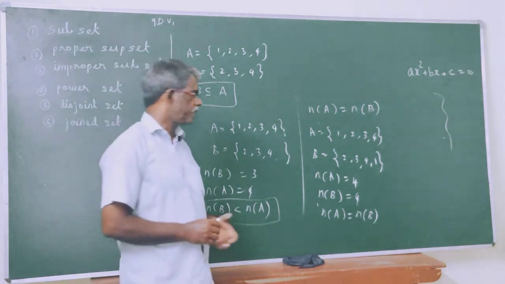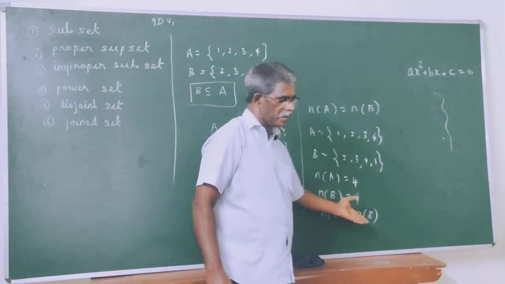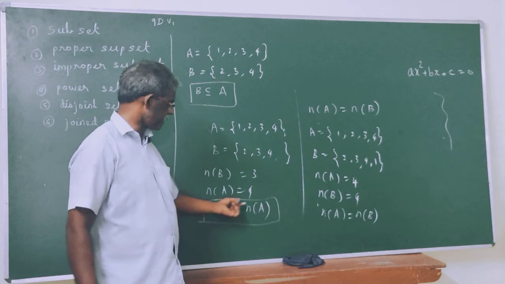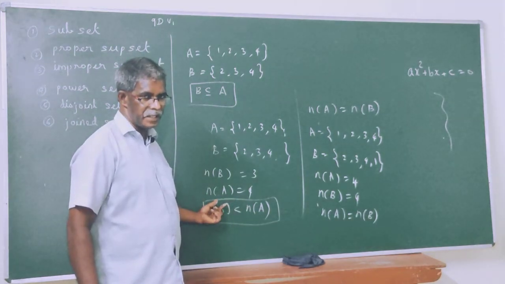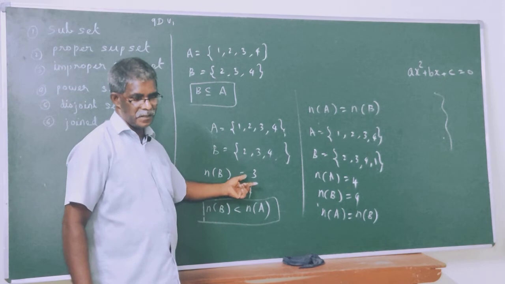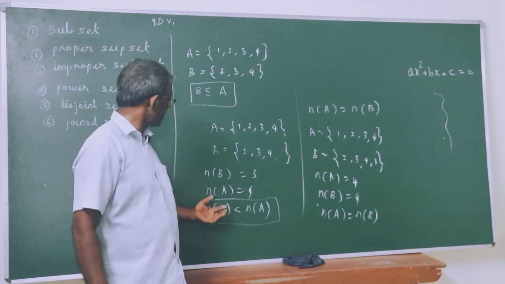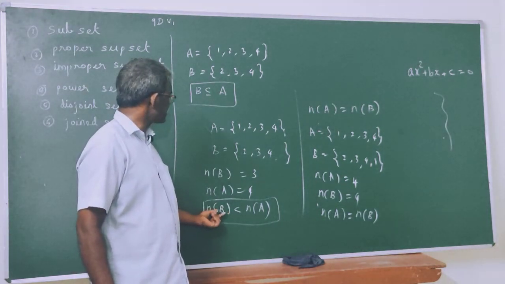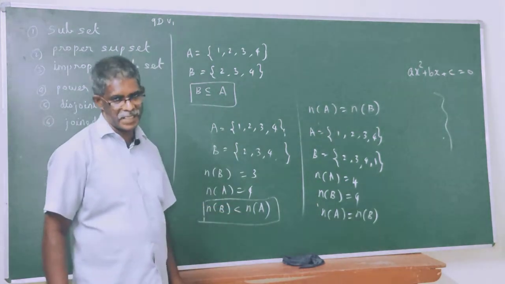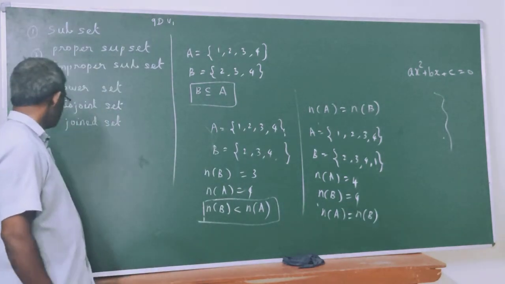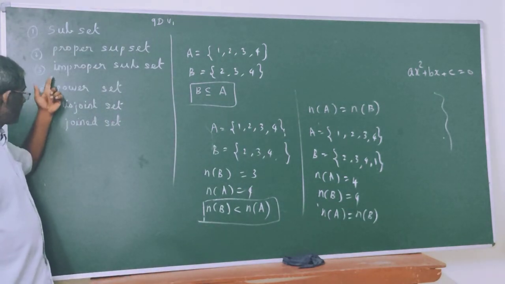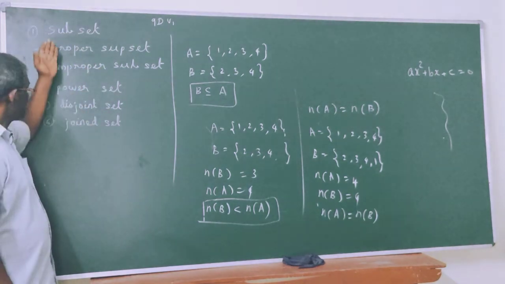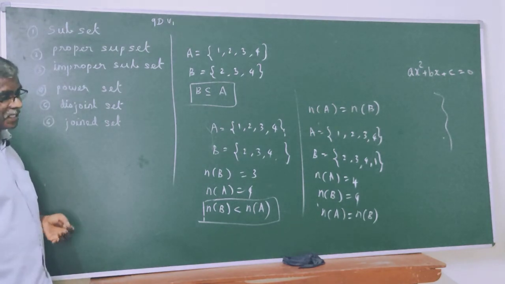The reason is n(A) is equal to n(B). But when n(B) is less than n(A), B is a proper subset of A. All the elements of B lie in A, so A contains all the elements of B. Therefore set B is a proper subset of set A. So now we understand the definition of proper subset and improper subset, and also the definition of subset.